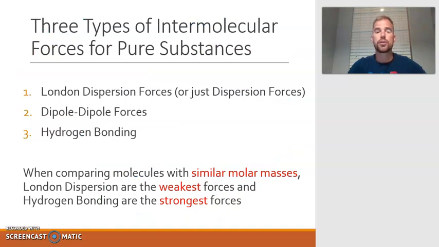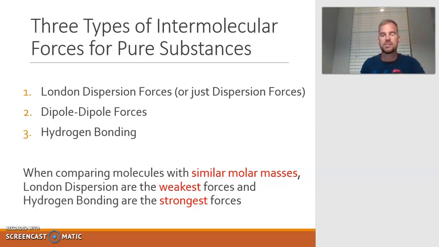So we now get to the three types of intermolecular forces for pure substances. What I mean by that is, if we had a pure sample of a particular compound, these are the three intermolecular forces that could be there. We're going to go through all three. We're going to define what they are, and how you know what compound may experience any of these three types.